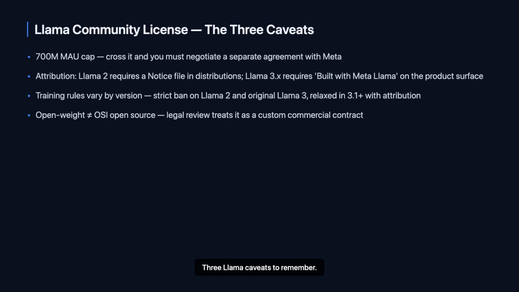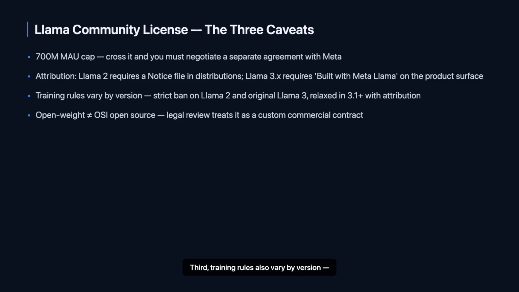3 Llama caveats to remember. First, the 700 million monthly active user cap, cross it and you have to negotiate a separate agreement with Meta. Most enterprises never get close, but acquisition due diligence flags it every time. Second, attribution differs by version. Llama 2 just needs a notice text file in distributions. Llama 3 and later require, built with Meta Llama, prominently on your product surface.